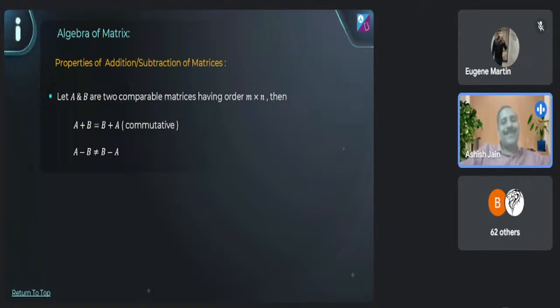If you have two matrices A and B of same order, then A plus B is equal to B plus A. That means matrix addition is commutative. Whether you add A plus B or you add B plus A, the answer is same. But matrix subtraction is non-commutative. A minus B is not always equal to B minus A.